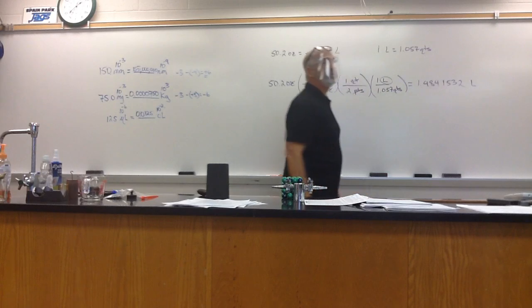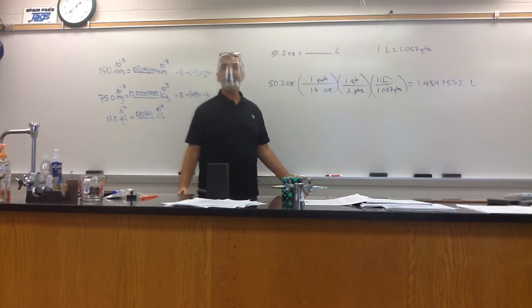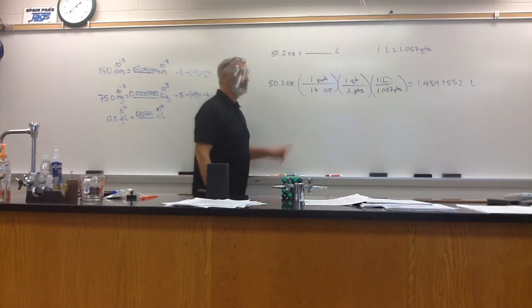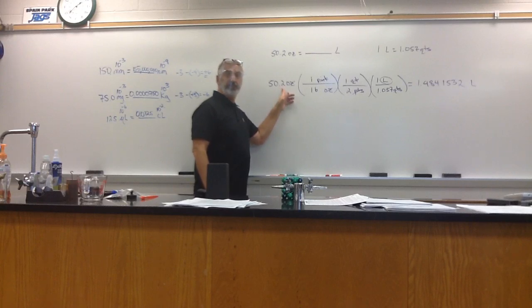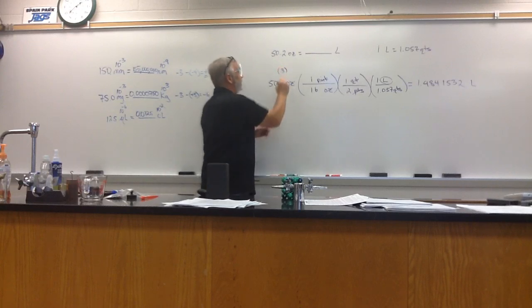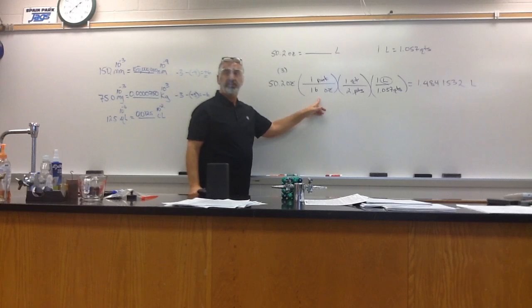Okay, but I obviously don't want to put all those digits. I obviously can't measure to that many digits. So how many sig figs? Well, how many sig figs are here? 3. What about in this measurement? How do we know there's 16 ounces in a pint?